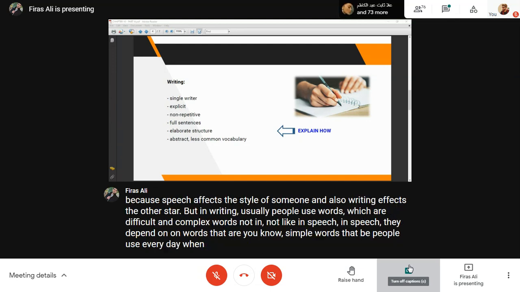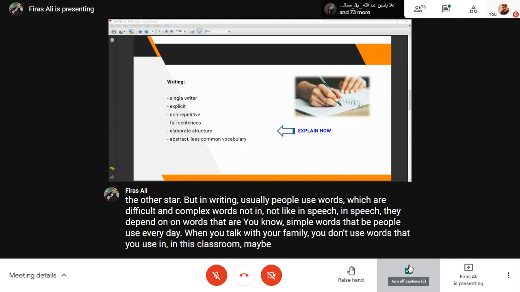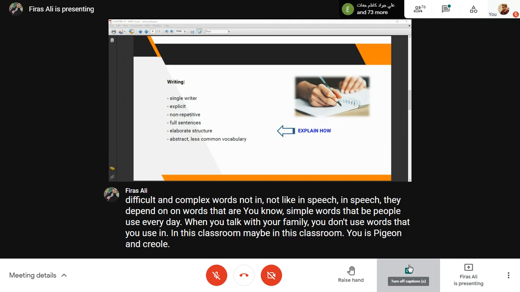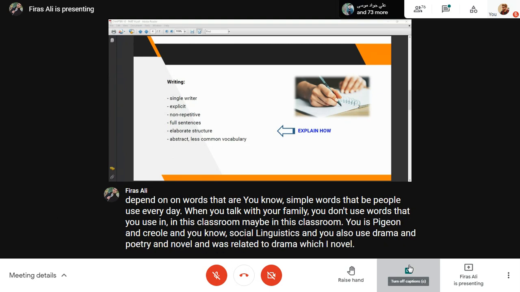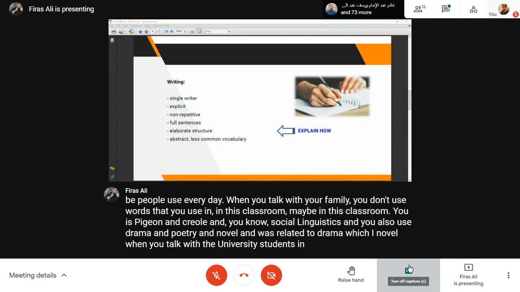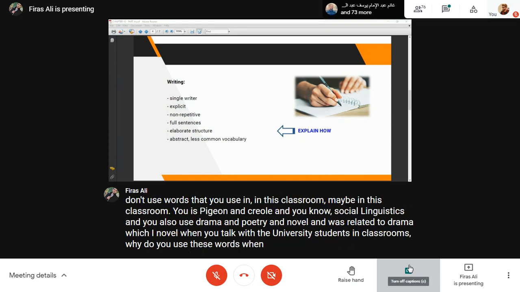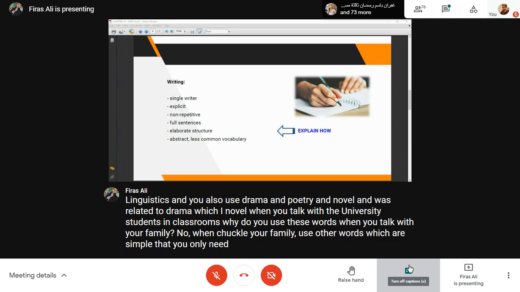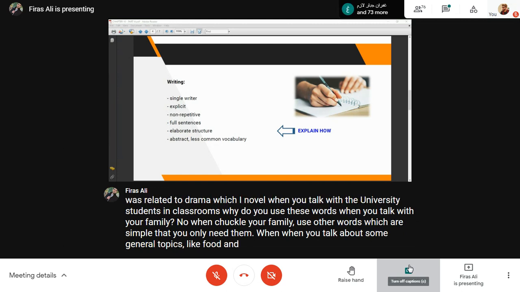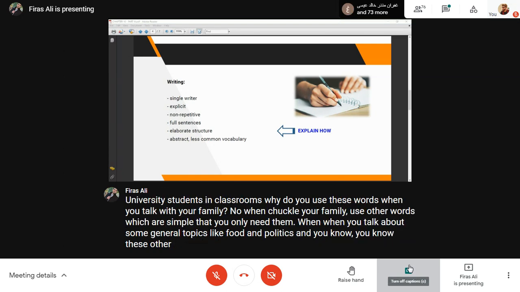When you talk with your family, you don't use the words that you use in this classroom. Maybe in this classroom you use Pidgin and Creole and sociolinguistics, and you also use drama, poetry and novel, and words related to them, when you talk with university students. But do you use these words when you talk with your family? No. With your family, you use other, simple words for some general topics like food and politics and other social and cultural matters.